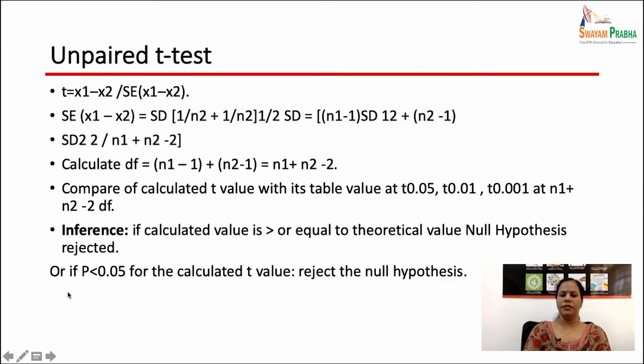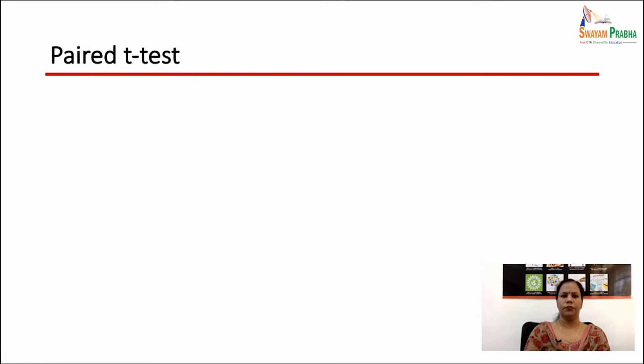Which means that if your p value is less than 0.05 for the calculated t value, then you have to reject the null hypothesis. It means you will say that there is a significant difference between the two means. So mean 1 is significantly differing from mean 2 if your p value is less than 0.05. And if at the table value at 0.01 or 0.001 your calculated value is significant, then you will be rejecting the null hypothesis. That should be very, very clear to you.